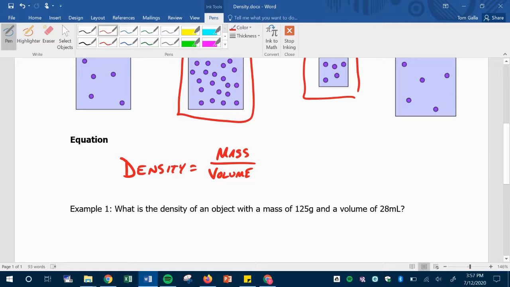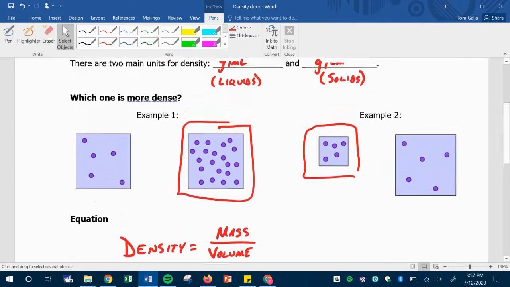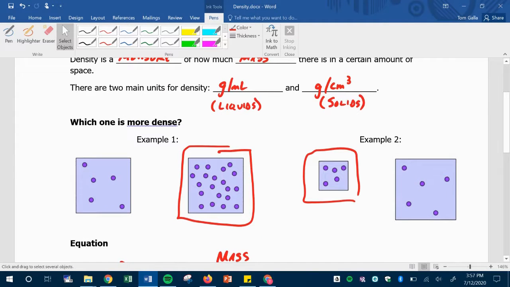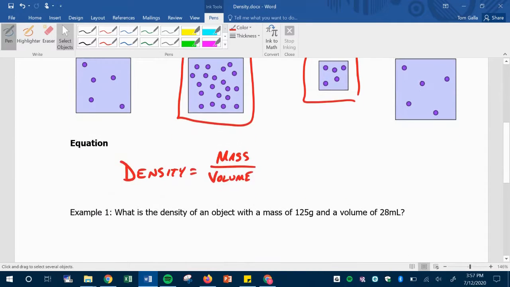So if you think back to our two main units of density, grams per milliliter and grams per centimeter cubed, grams is a measure of mass, milliliters and centimeters cubed are both measures of volume. And so generally, when we write out our equation, we write it as D, standing for density, is equal to M over V, as mass over volume.